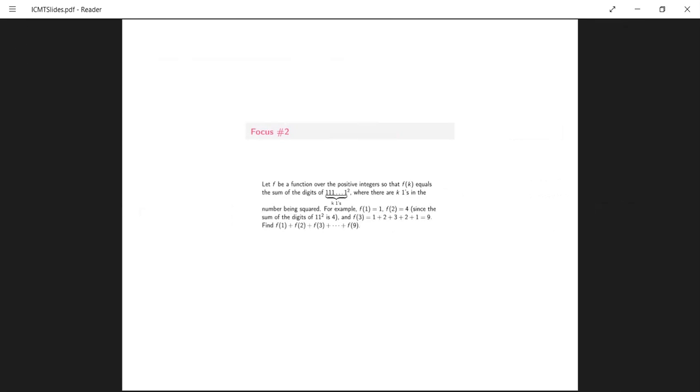Okay, so the next problem we'll be doing is Focus number 2. In this problem, we have a function f over the positive integers, where f of k equals the sum of the digits of the number 111...1 squared, where there are k ones in that number. If you compute this, we have f of 1 is equal to 1, f of 2 is equal to 2, f of 3 is equal to 9, and so on. The problem is asking us to find f of 1 plus f of 2 plus all the way up to f of 9. This problem can basically be solved by noticing a few patterns.